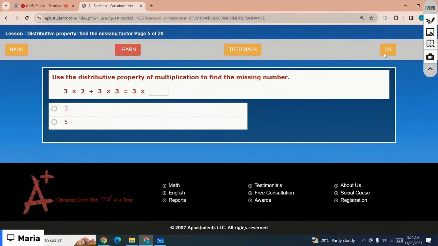Okay, use the distributive property of multiplication to find the missing number. 3 times 2 plus 3 times 3 equals 3 times the missing number. So which number is missing?